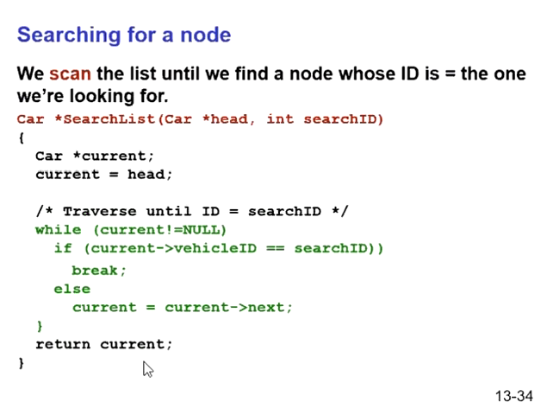And the second function, you want to search for a node with the vehicle ID. So we have the function search list. Of course, we need to pass head and search ID over here. We must return the pointer of the current node.